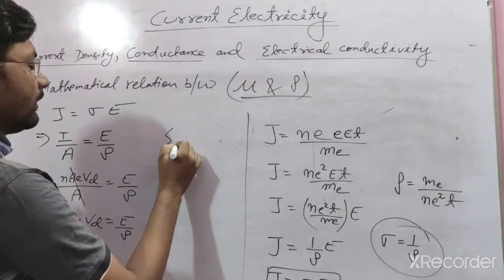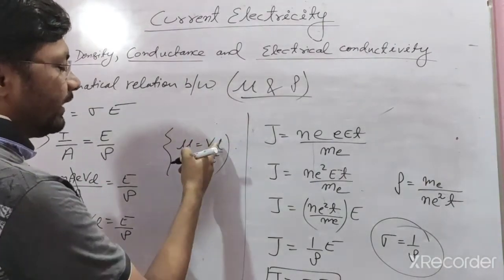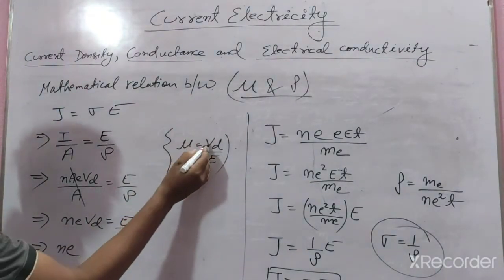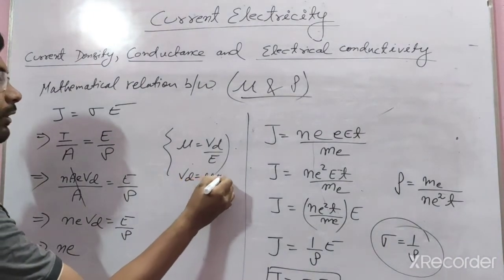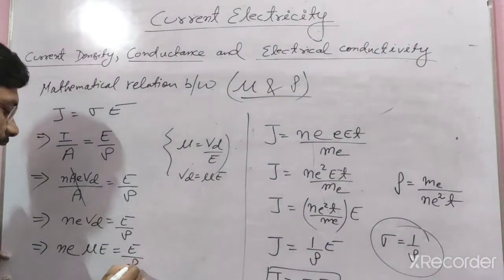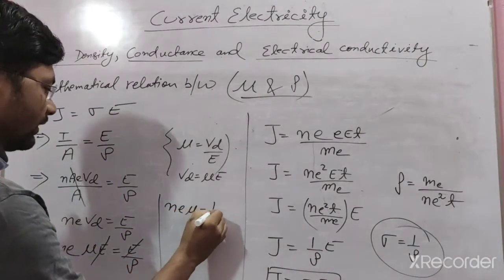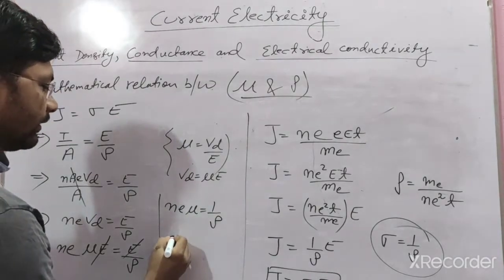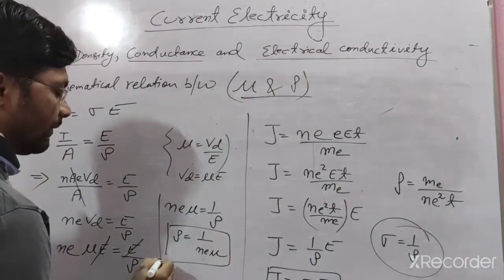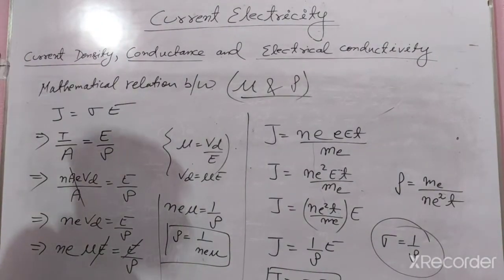And earlier you know that mobility mu equals vd by E. Mobility equals drift velocity per unit electric field. So this can be written as vd equals mu into E. Then ne mu E equals E by rho. So you get the relation ne mu equals 1 by rho, and rho equals 1 by ne mu. This is the mathematical relation between resistivity and mobility. Okay, just write down.